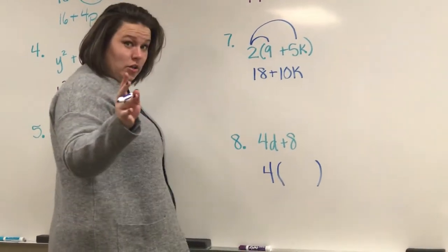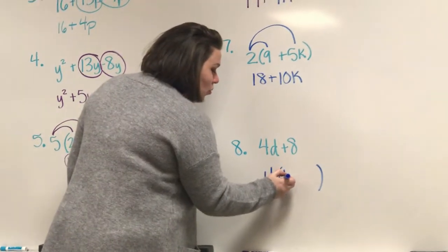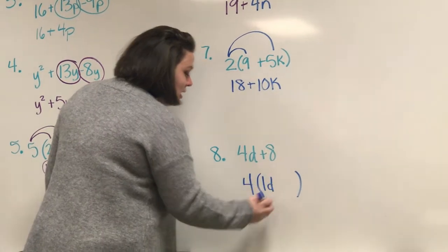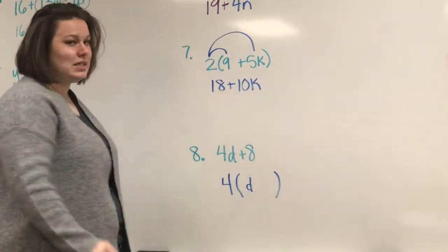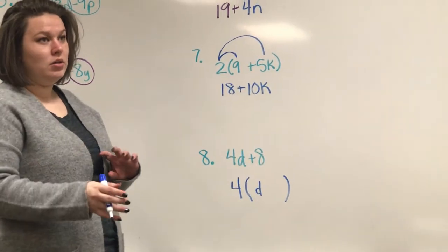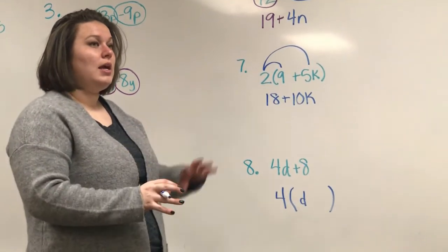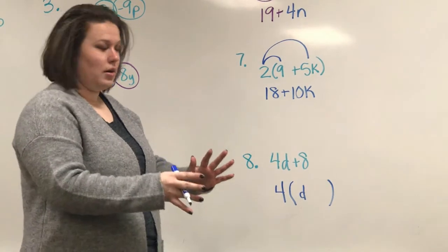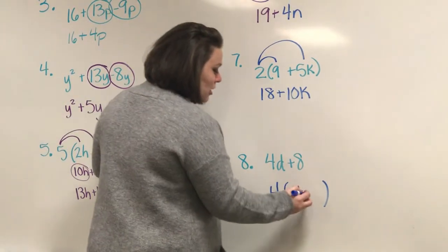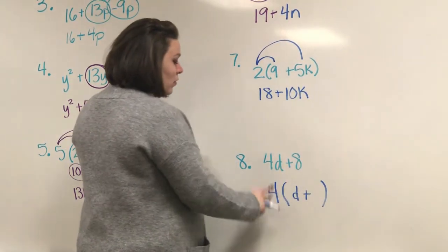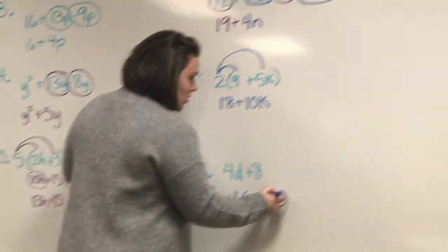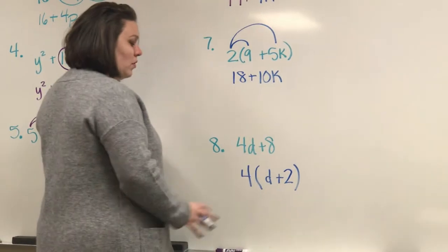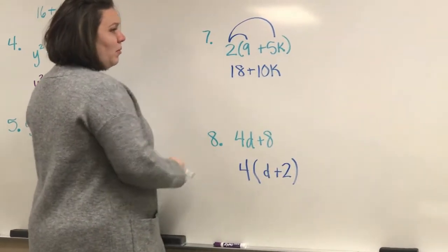So either you can put 1D, or you can just leave it as plain D. A plain letter is the same thing as a 1 and a letter. Okay? Keep your same symbol. 4 times what got you to 8? Answer would be 2. This is your answer for problem number 8.